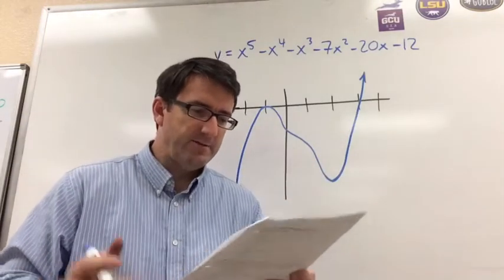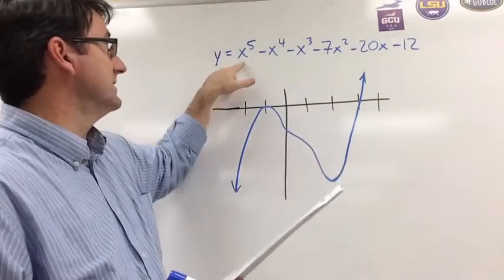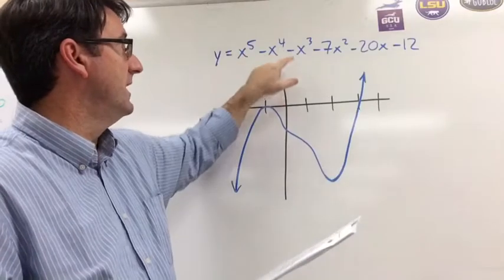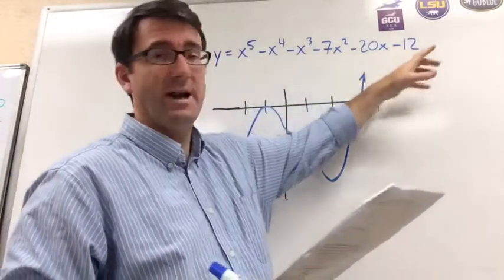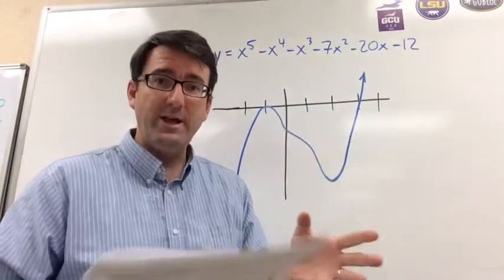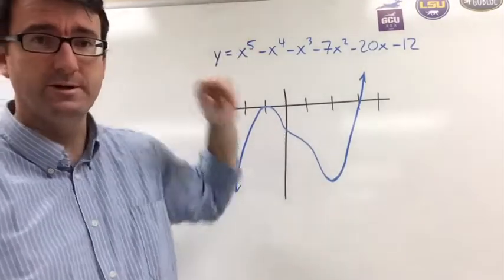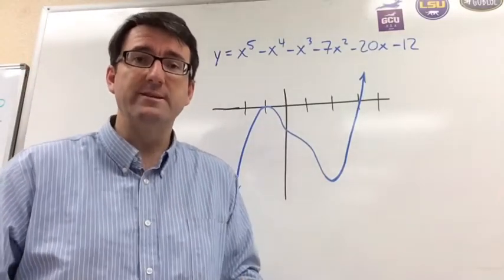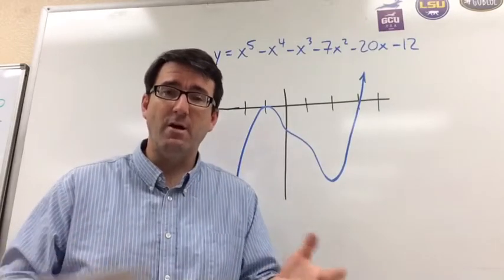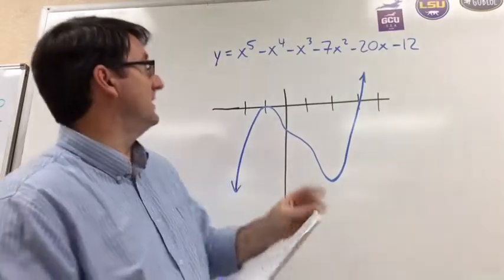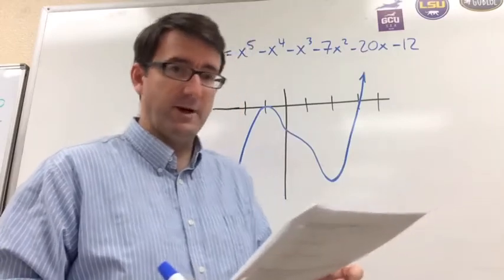Number 17, we're asked to find all the solutions of the polynomial equation y equals x to the fifth minus x to the fourth minus x to the third minus 7x squared minus 20x minus 12. Now, the degree of this polynomial, meaning the largest exponent, is 5, which means that there's going to be 5 total zeros in this function. That doesn't mean that they'll all be real, but it is going to have 5 zeros, and we have to find all 5 zeros to answer this question.